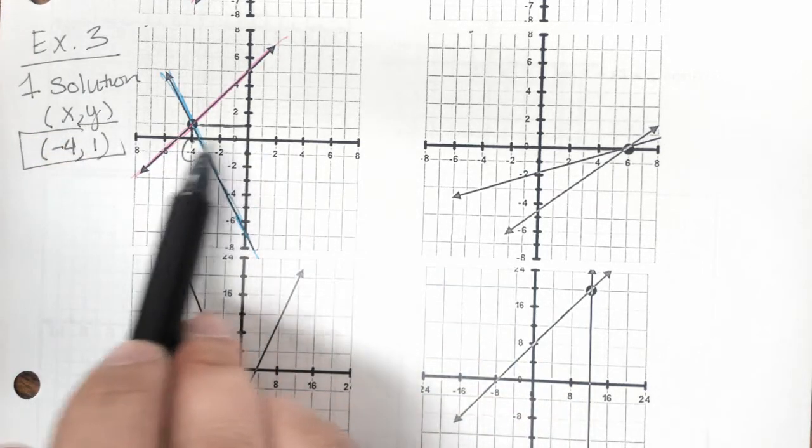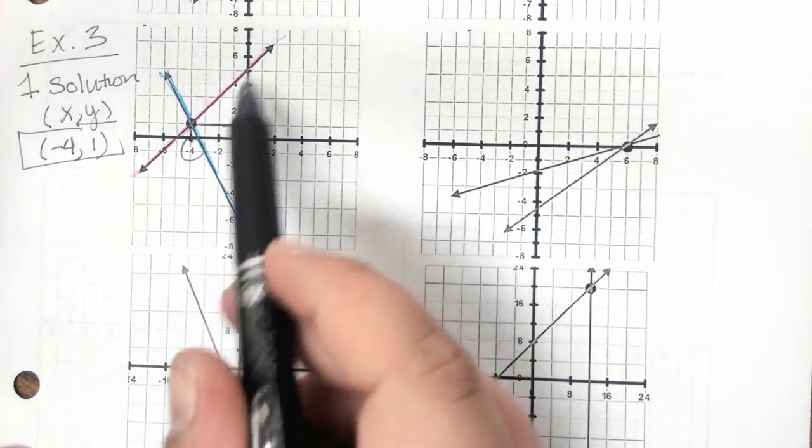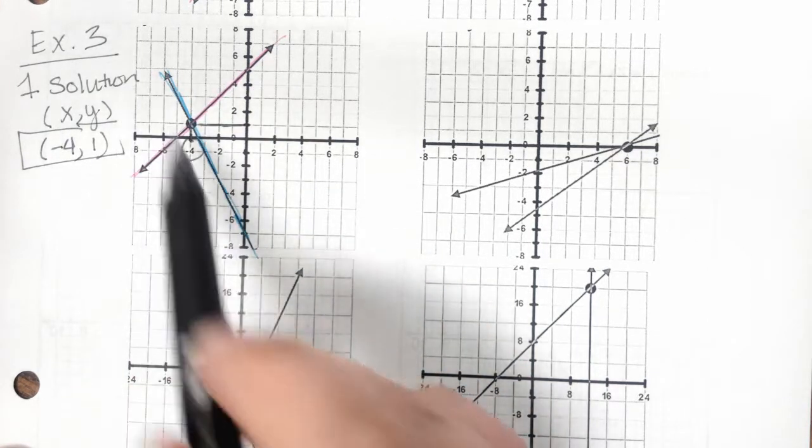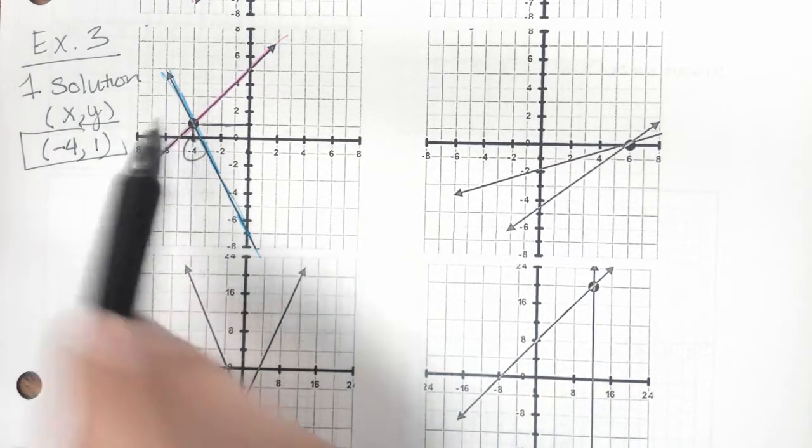So the ordered pair -4, 1 is the solution to the system of equations that's on this graph. It's where the pink line and the blue line intersect.